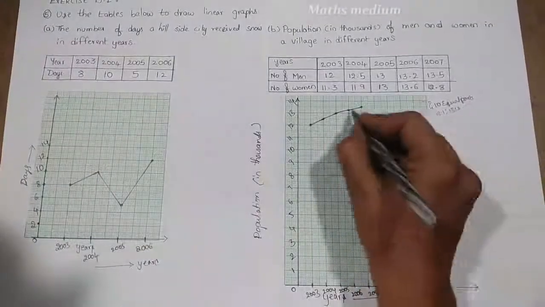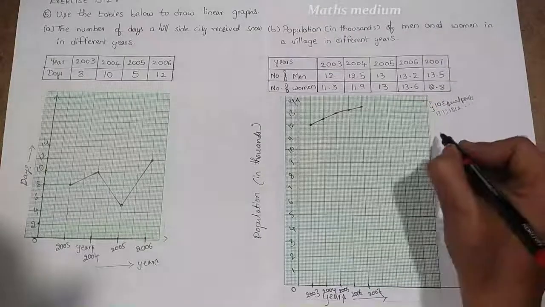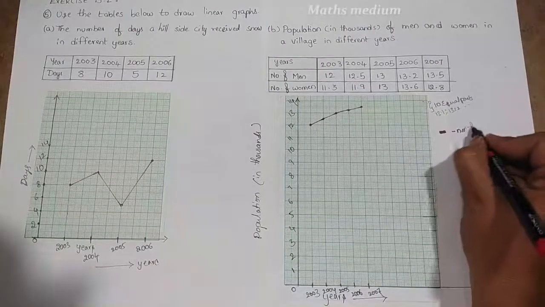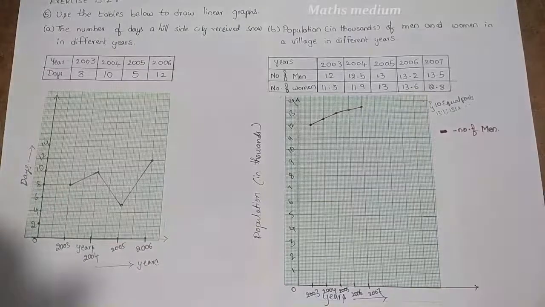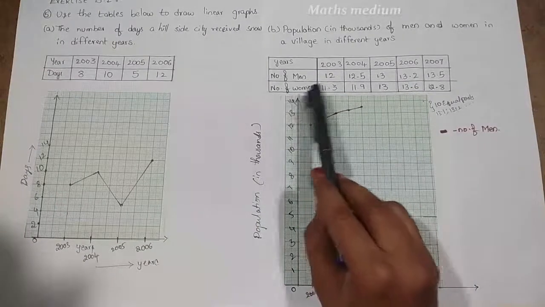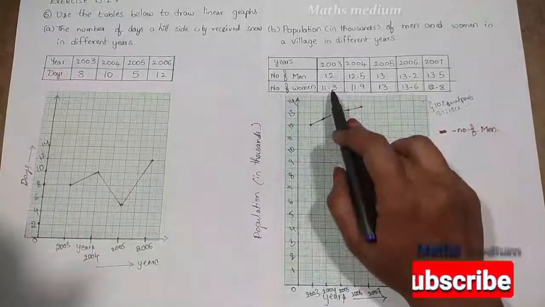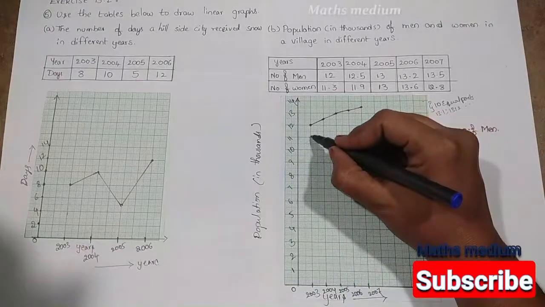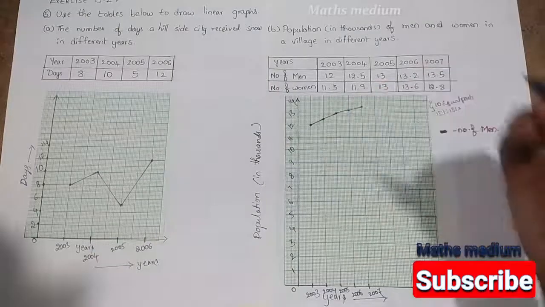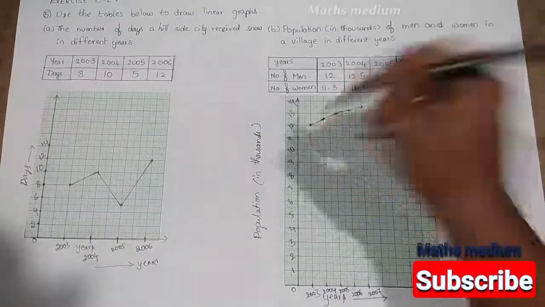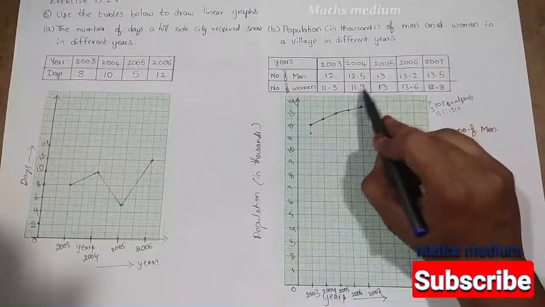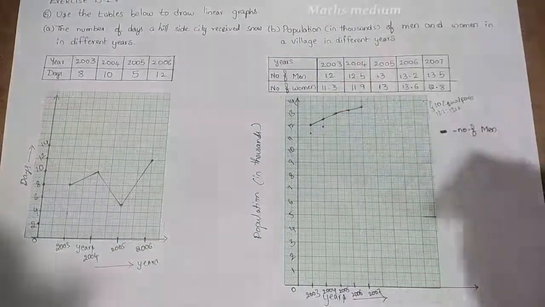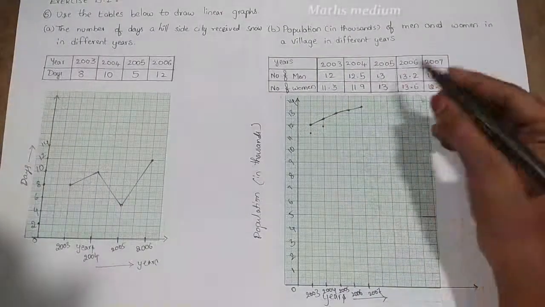This is for men's. So I am clearly writing here red color for number of men. Next, I am taking blue marker for number of women. So in 2003, we got 11.3. Like this. Next, 2004, we got 11.9. 2005, we got again 13.